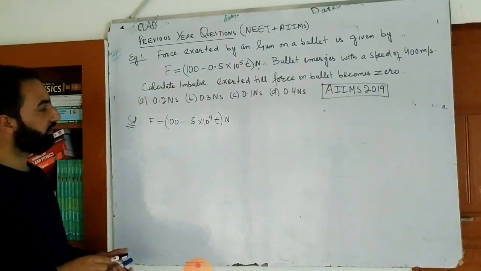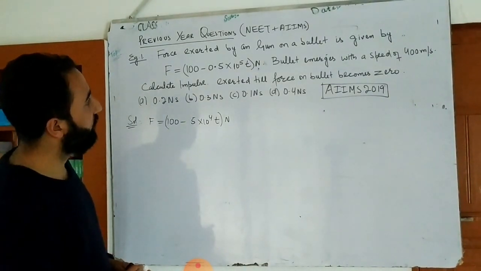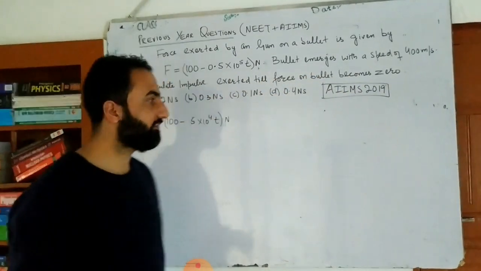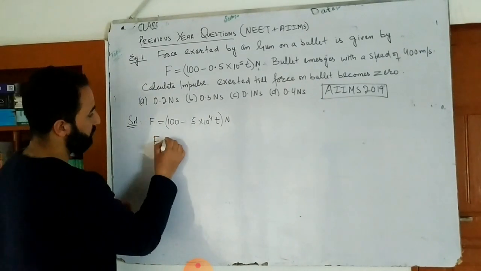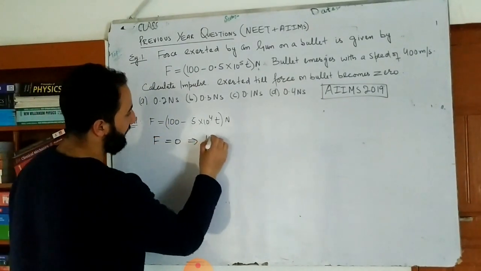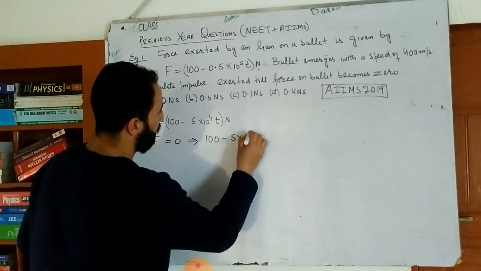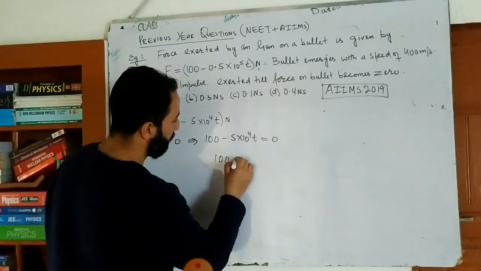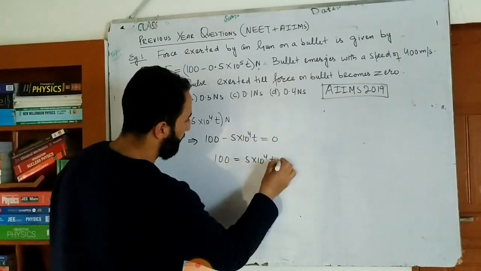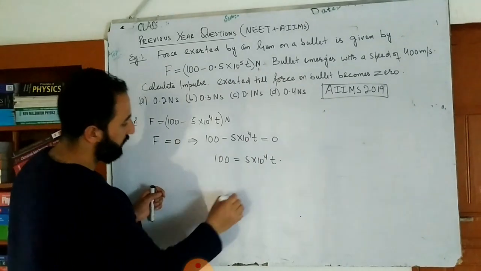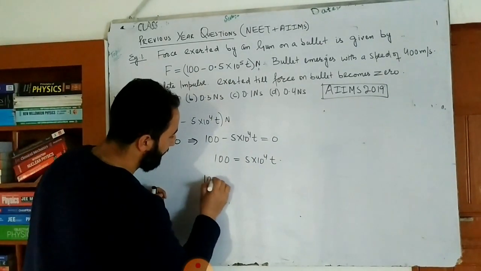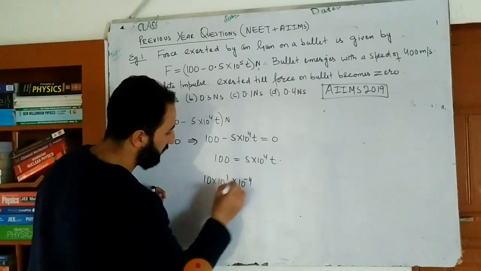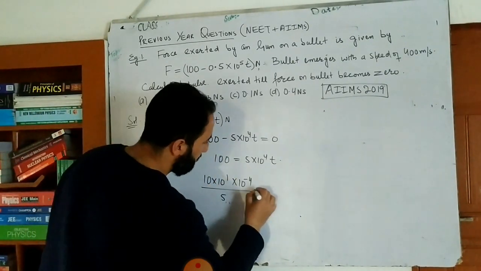Okay. So next, what I will do is this. I will calculate the impulse exerted till the force on the bullet becomes equal to 0. We'll substitute that the force is equal to 0. Suppose that force is equal to 0. This implies that 100 minus 5 into 10 raised to the power 4 multiplied by t is equal to 0, which in turn implies that 100 is equal to 5 into 10 raised to the power 4 multiplied by t, isn't it? So this is 10 raised to the power 2. I can write it like this: 10 multiplied by 10 raised to the power 1 multiplied by 10 raised to the power minus 4, divided by 5, is equal to t.